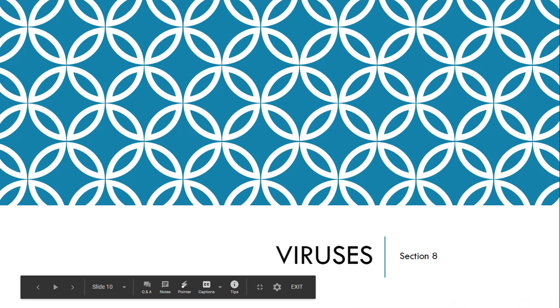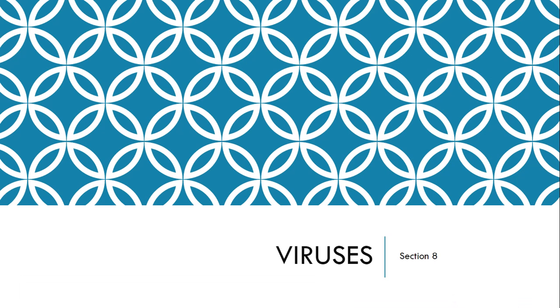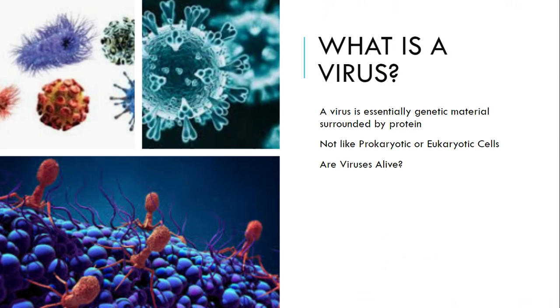So let's talk about viruses. Viruses are crazy. So viruses, what is a virus? A virus is essentially genetic material surrounded by a protein capsule. It's not like a prokaryote or eukaryote because a virus can't go through metabolic processes. It just has this protein capsid. Viruses are not technically alive because viruses cannot reproduce.